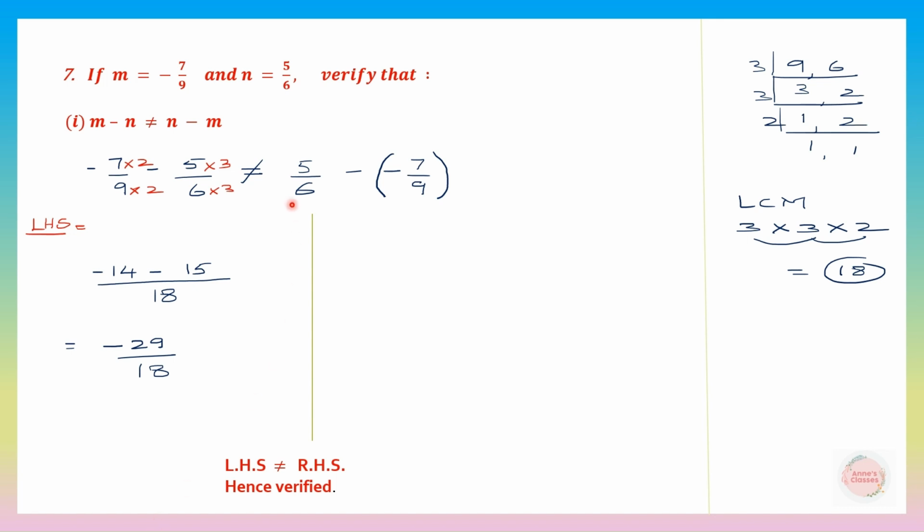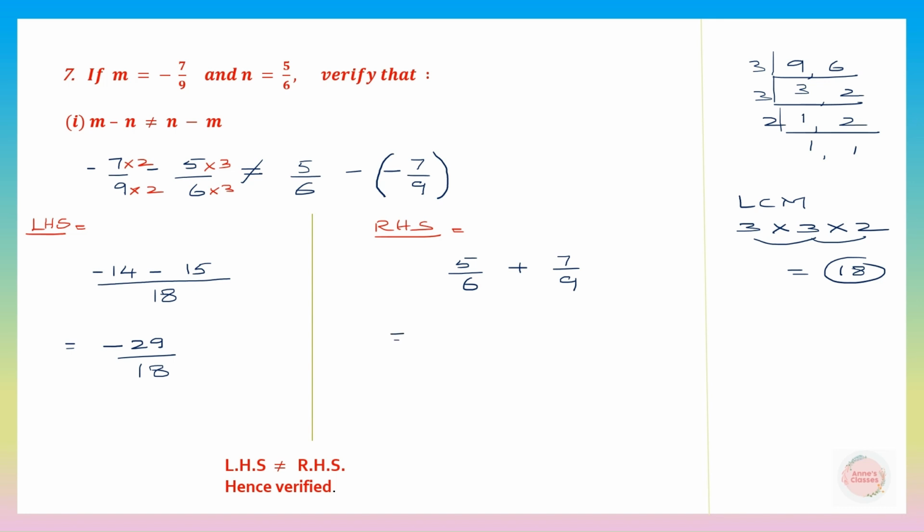Now let's look at the right hand side and work this out here. So here 5 by 6 minus minus 7 by 9. We can multiply this. Minus into minus is plus. So we are working out the right hand side now. So we are looking at the two rational numbers given here, this one and this. So let's write this now again. So that becomes 5 by 6, minus into minus is plus, so plus 7 by 9.